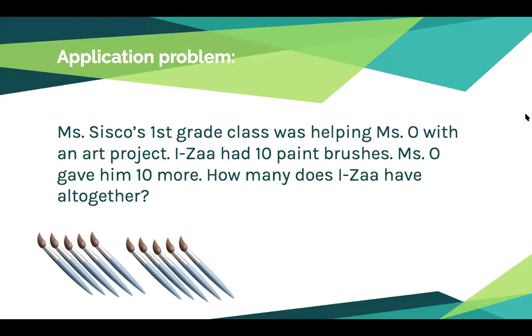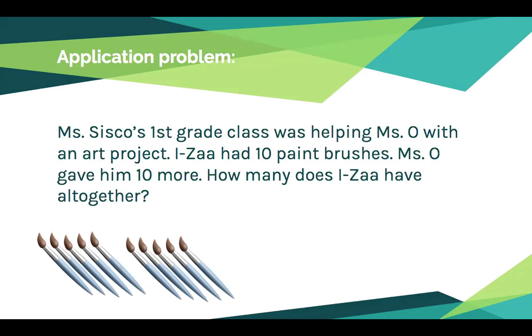Okay, so what are we trying to figure out? Our question says, how many does Isaiah have all together? So do you think that we're going to be adding and getting to a bigger number, or subtracting and making it a smaller number? I agree with you. We're going to be adding to get to a bigger number because he's getting some brushes from Miss O.